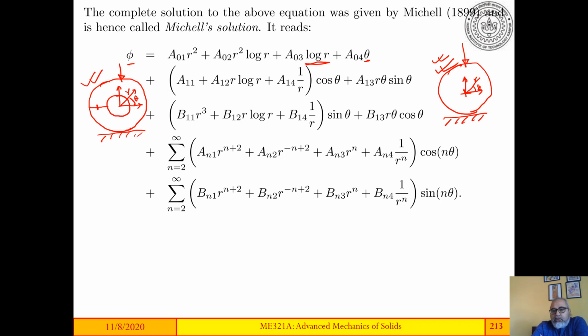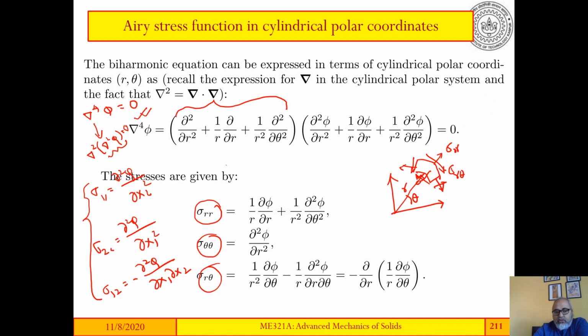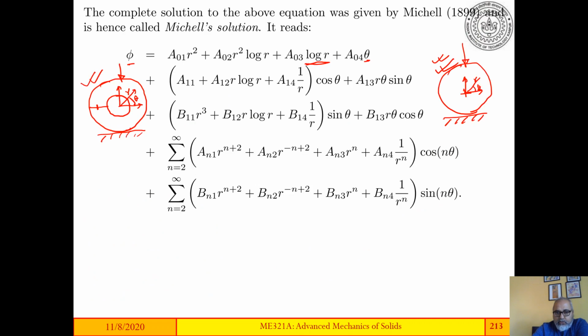Okay. Now, given this big series, Mitchell has calculated the stress terms that arise from here, which is easy to do because once he has the phi, he just has to do a big differentiation to calculate these terms and figure out what are the terms in the stresses. He has also done it for displacements, which we will come to later. But let us see the stress solution first.